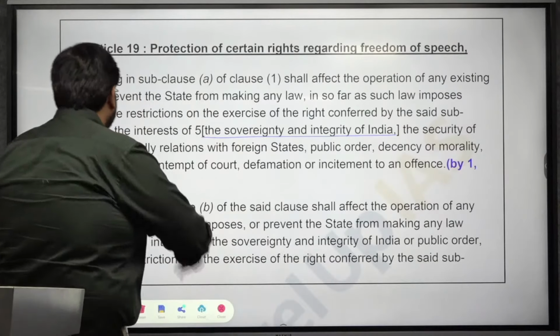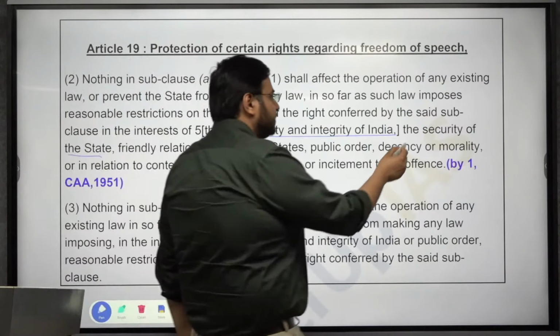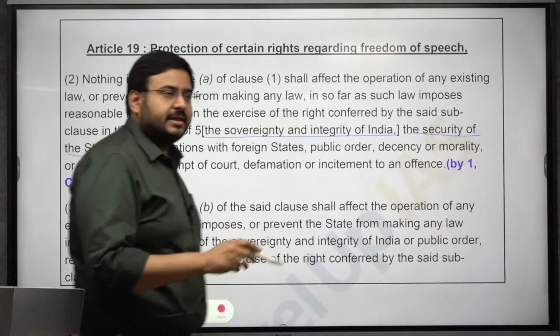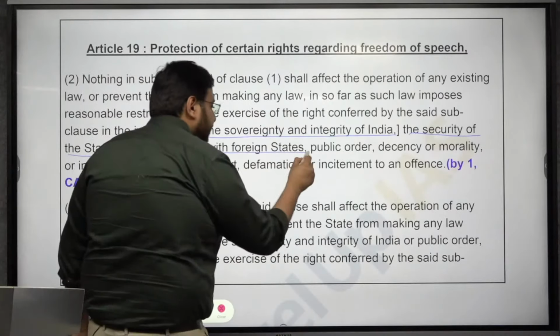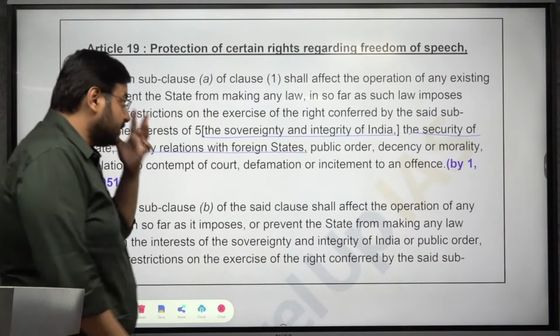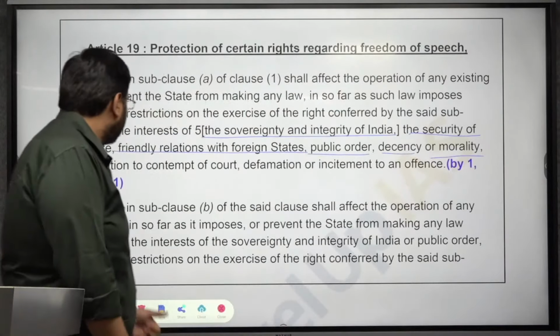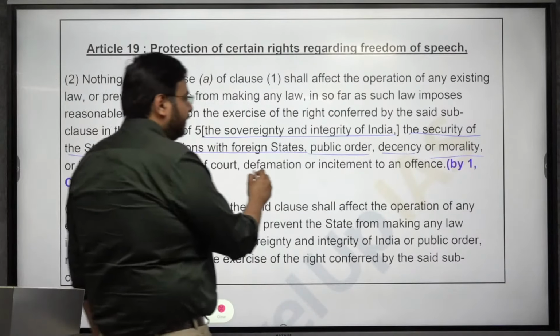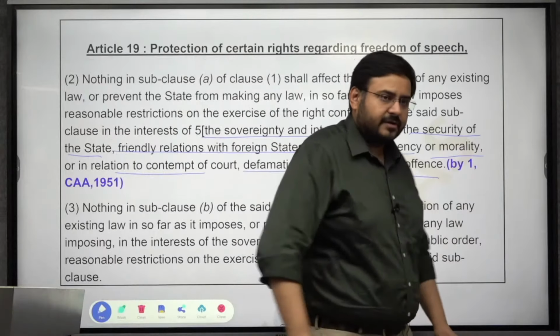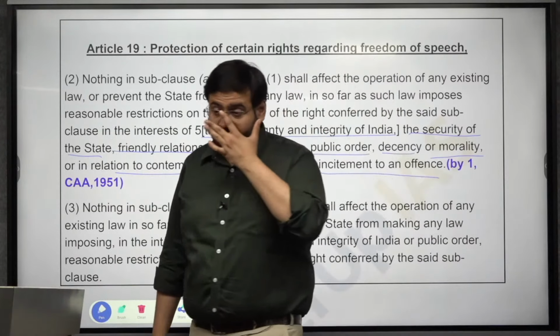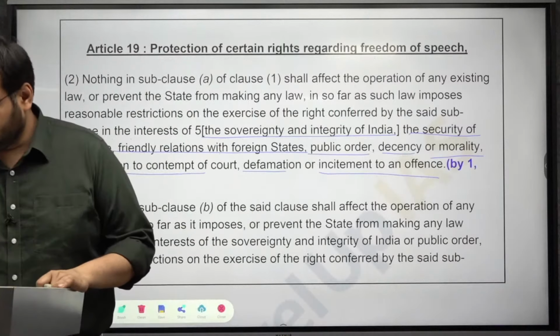Then you cannot do anything that is affecting the security of the state. You cannot do anything that is affecting the friendly relations with a foreign state. You cannot do anything which is affecting public order, decency or morality, or in relation to contempt of court, defamation or incitement of an offence. These are the reasonable restrictions. Okay.